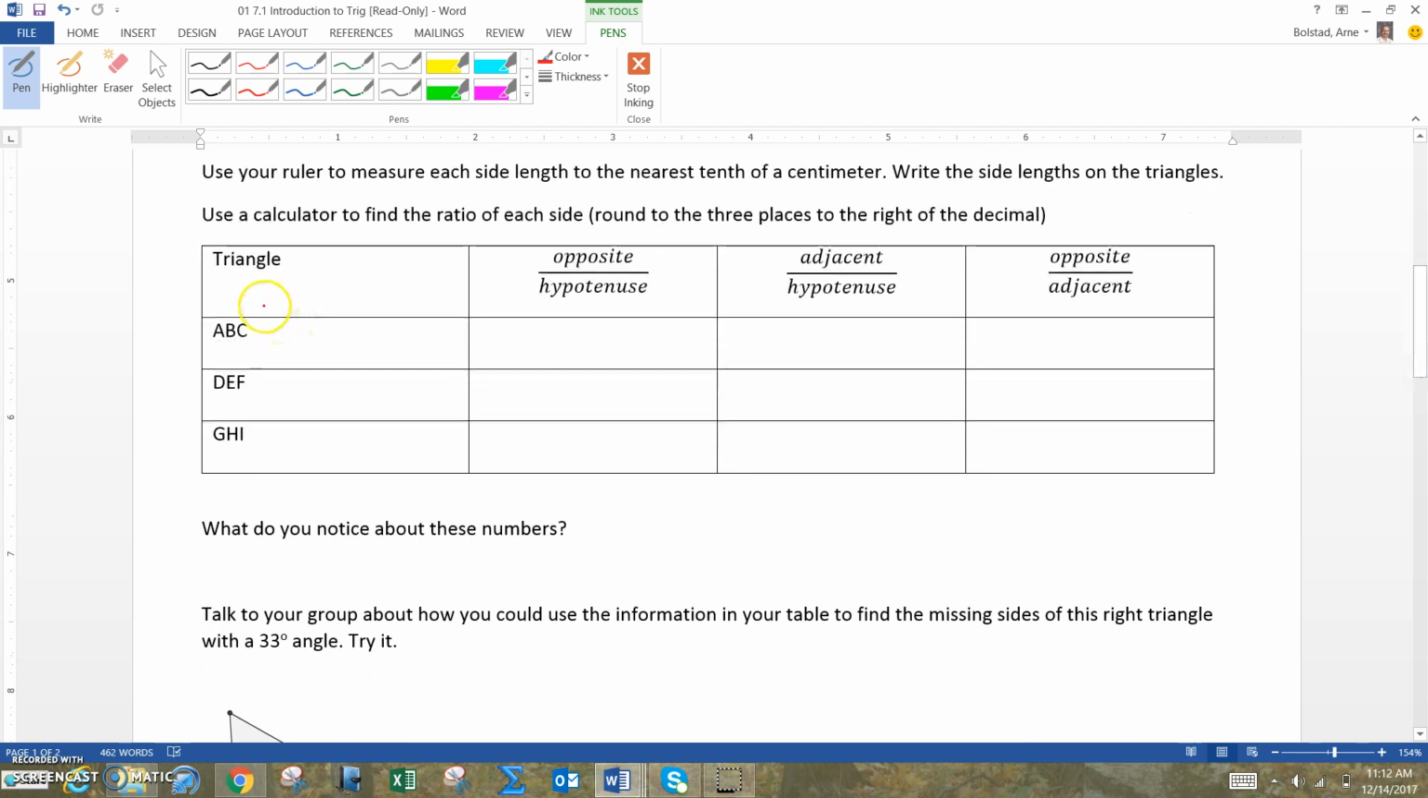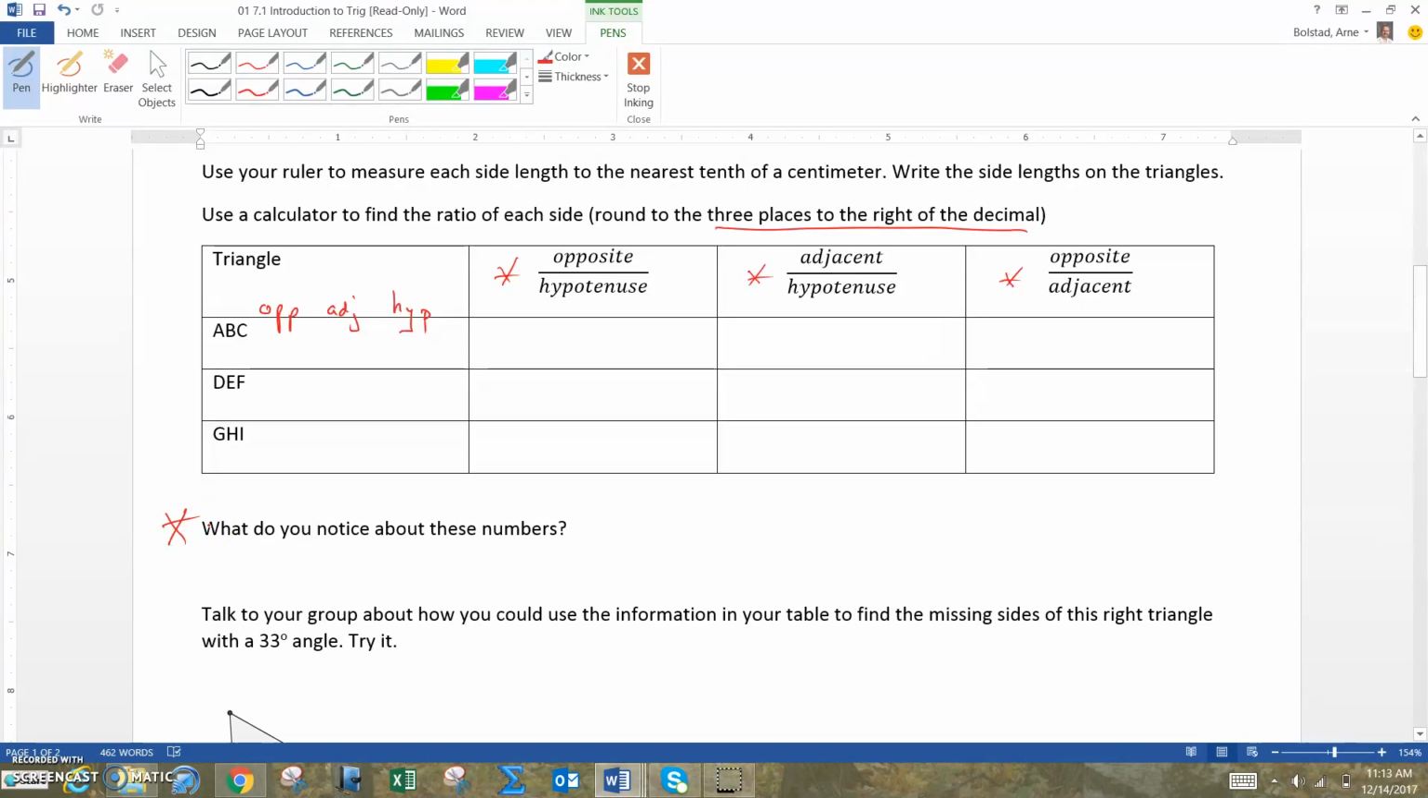I would suggest that you create a little chart here. We didn't create one for you, but I found it easier to have all the numbers right in front of me instead of having to look back up at the triangles all the time. So if you write the opposite, adjacent, and hypotenuse measurements for A, B, C for those 3, and then 3 here and then 3 here, you can then find those 3 ratios for each triangle. We would like you to round those to the nearest 3 places when you do that. So change the fractions to decimals, and then answer the question that's right down here.